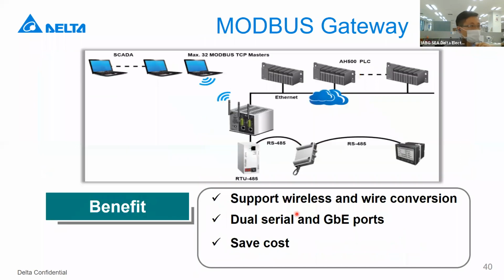Okay, and also for the wireless switch, we do support the gateway function. Gateway means you get the data from RS485 and then transfer it to Ethernet Modbus TCP. So this is what we call the gateway function. For Delta, we do support the gateway function. We built it in already, so this can help you save the cost of buying an extra gateway.